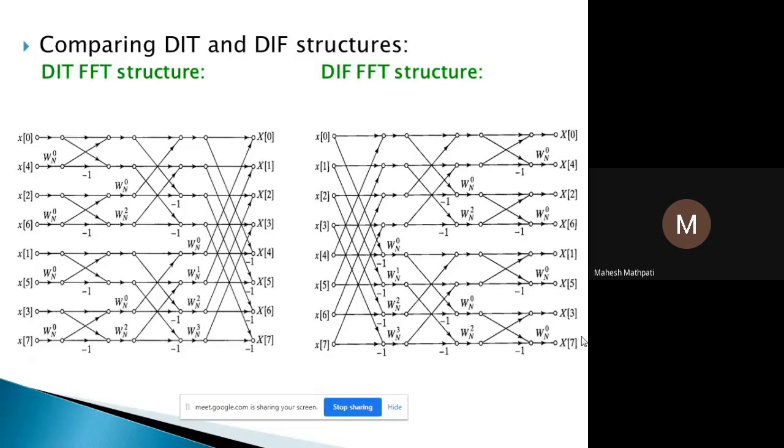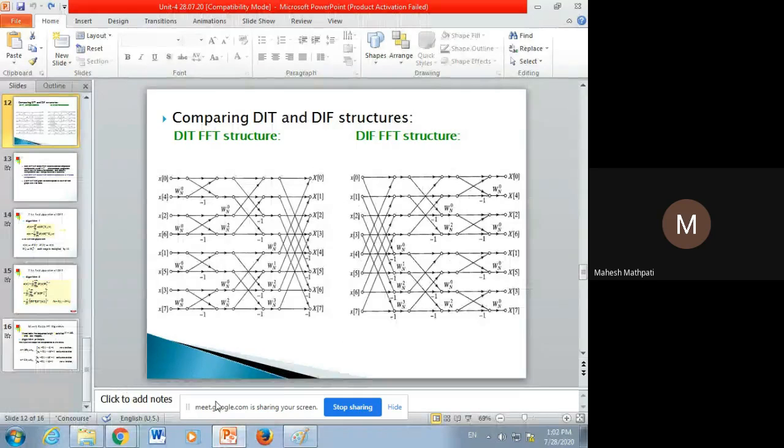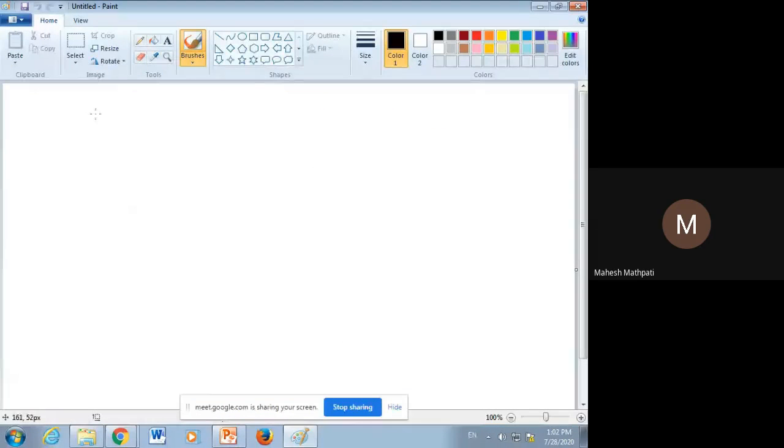What is the sequence given to you? The sequence is given as x of n equals sine pi by 2 n, for the values 0 less than or equal to n less than or equal to 7. Okay?